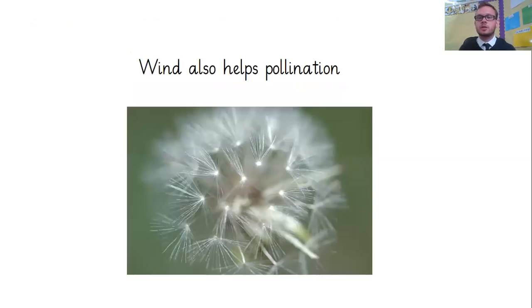Another way that pollination can happen as well is through wind. And you may have seen this before with things like daisy seeds. When you blow and you see that all go away, well, actually, you're helping pollination because they're spreading, and that's a part of seed dispersal.